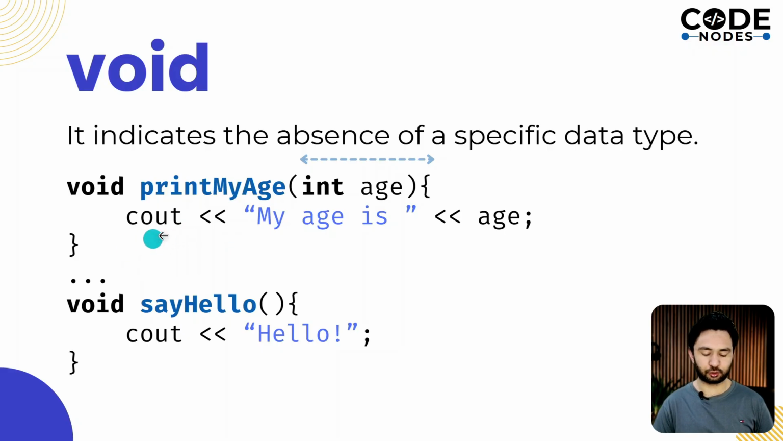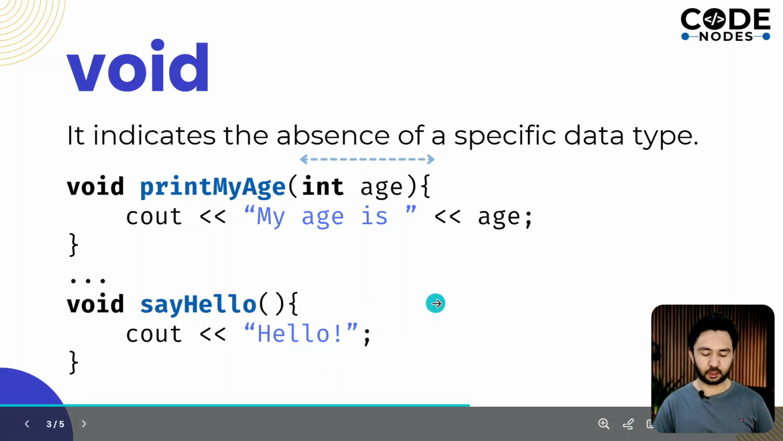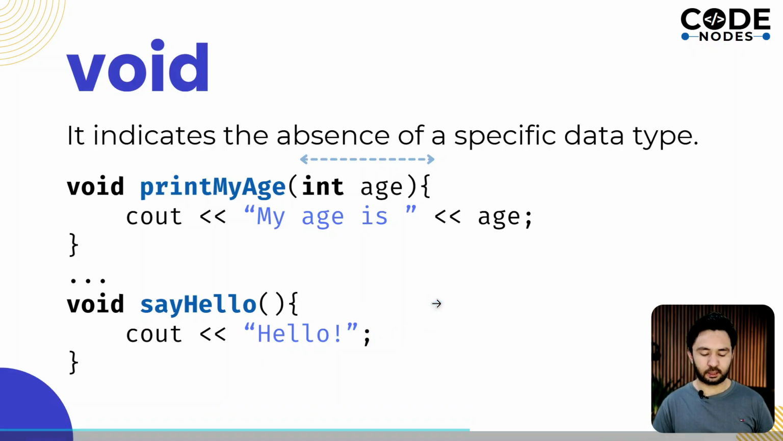As in the examples you can see, print my age is taking age as a parameter, and it is just printing the age inside its body. And we have defined another function, say hello, which is not taking any parameter and is just printing hello. One more thing is that a function can take no parameters at all, and it can take many parameters as input.